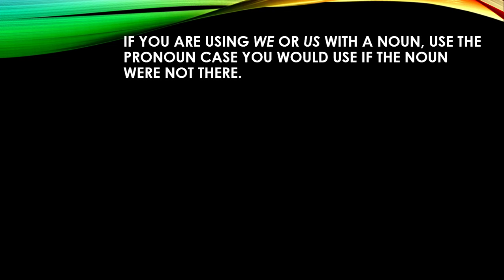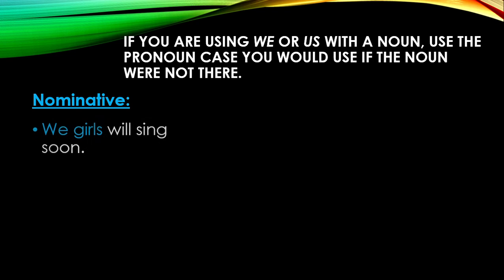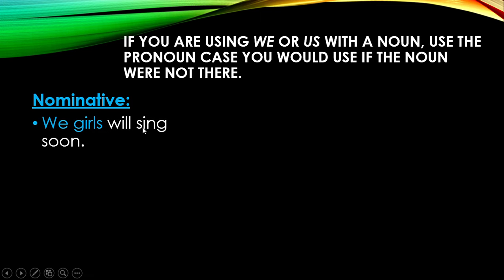If you are using we or us with a noun, use the pronoun case you would use if the noun were not there. So in other words, nominative, making it the subject. So like, we girls will sing soon. If you're trying to figure out what to put there, do you put we or us? Get rid of girls. What sounds better? Us will sing soon or we will sing soon? It would be we. And nominative means, remember, it's the subject of the sentence. So if you get confused, get rid of the noun and say it without the noun, and that'll help you determine which pronoun to use.